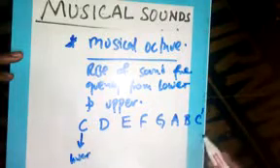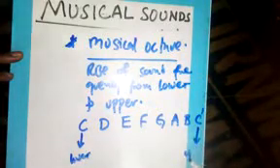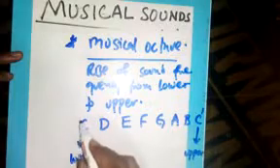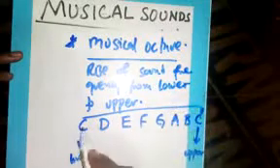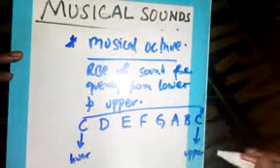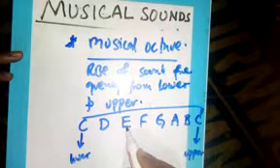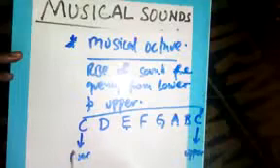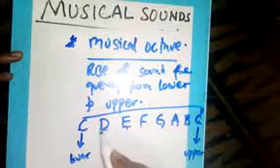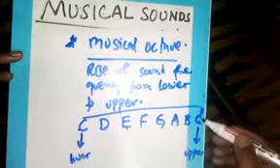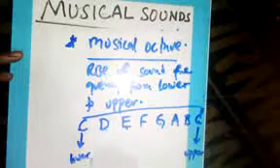Now, C is lower. C dash is the upper. Therefore, from C to C dash is an octave. But from C to E, this is not octave. Octave must be of the same scale. That means from C to C dash, not from C to D. Although D is higher than C, it is not octave. Why is D not octave of C?